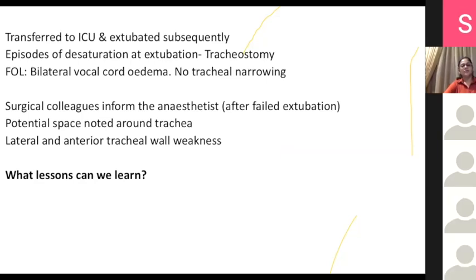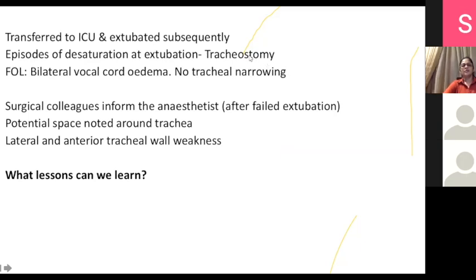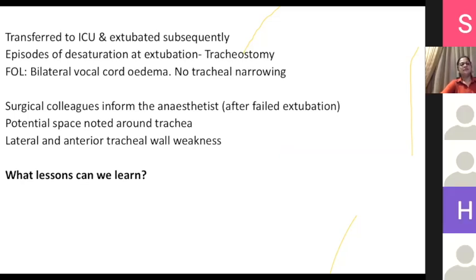However, there were episodes of desaturation and extubation failure. So what resulted next was also a tracheostomy. And FOL done showed that there was bilateral vocal cord edema and there was no tracheal narrowing. At this point, when the patient fails to get extubated, the surgical colleagues then inform the anesthetist that they did find certain things which obviously were not divulged to them.